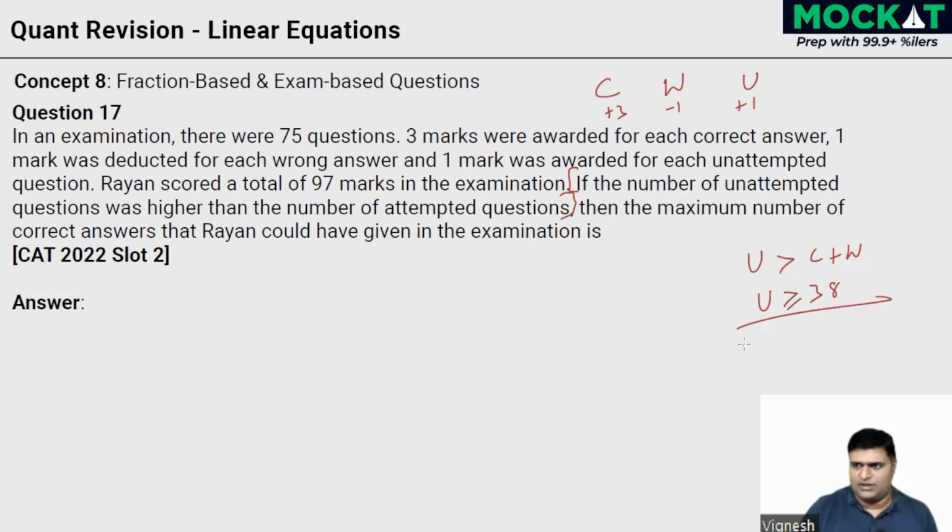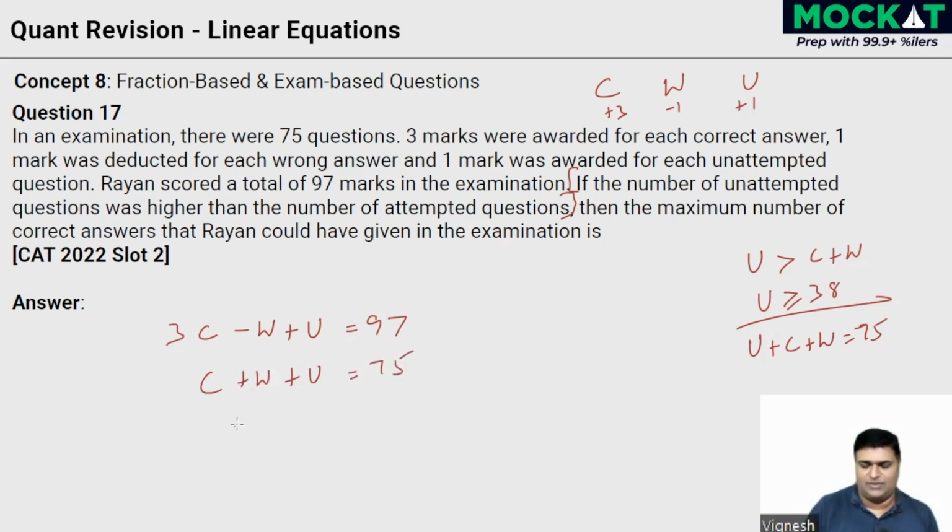Let me also write down the initial equation, which is U plus C plus W is coming to 75 over here. Okay. Now, if Ryan got 97 marks, right? So 3C minus W plus the U is going to come to 97. And I have a U plus C plus W is 75, right? U plus C plus W, write a plus U plus W and a C over here. That is coming to 75.